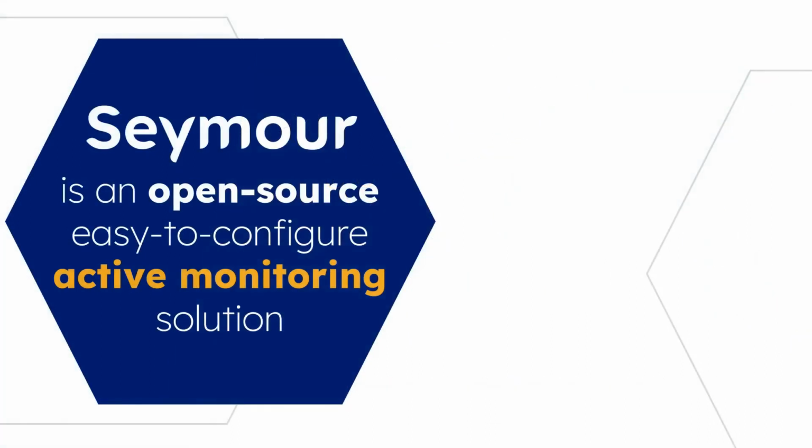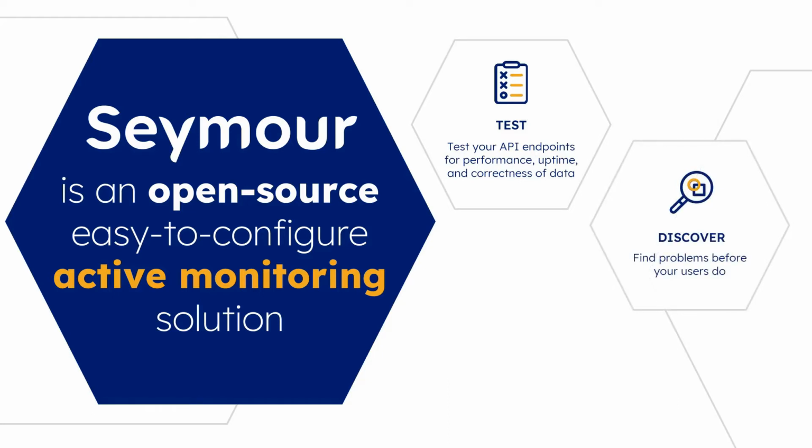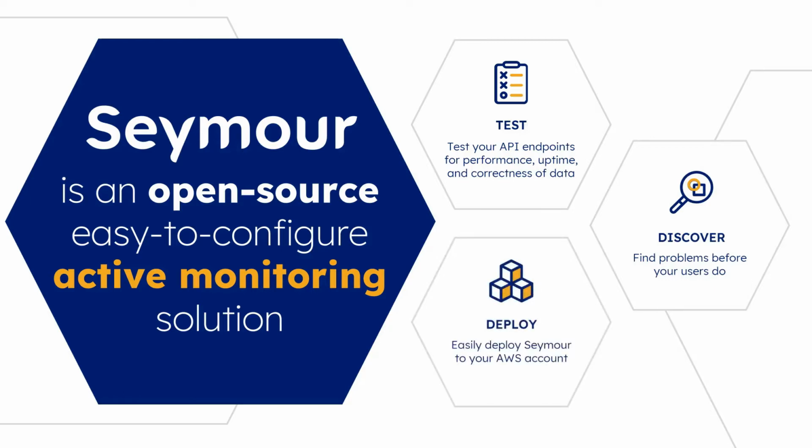But what is Seymour, you may wonder? Seymour is an active monitoring solution that allows users to simulate requests from globally distributed locations to test their API endpoints. Seymour measures performance, uptime, and correctness of the payload data. We built Seymour to help engineering teams bolster existing testing approaches and handle the challenges of monitoring their increasingly complex systems. Our solution enables rapid detection of issues in production before users experience them. And moreover, Seymour's infrastructure is easily deployed with a few CLI commands and a quick setup.